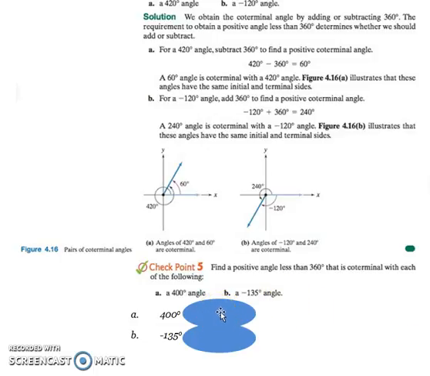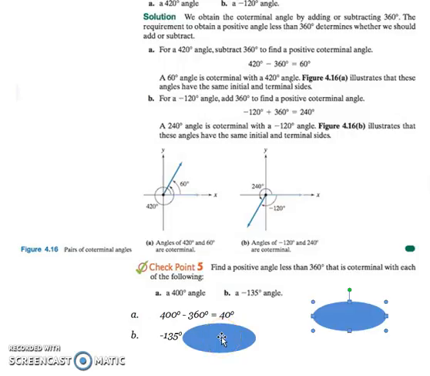Okay, so for the checkpoint, if we want to do a 400-degree angle, it's outside the circle, so we need to subtract 360 to get inside the circle. 400 minus 360 leaves a 40-degree angle. So if you were to graph 400 degrees and 40 degrees, they would look exactly the same.